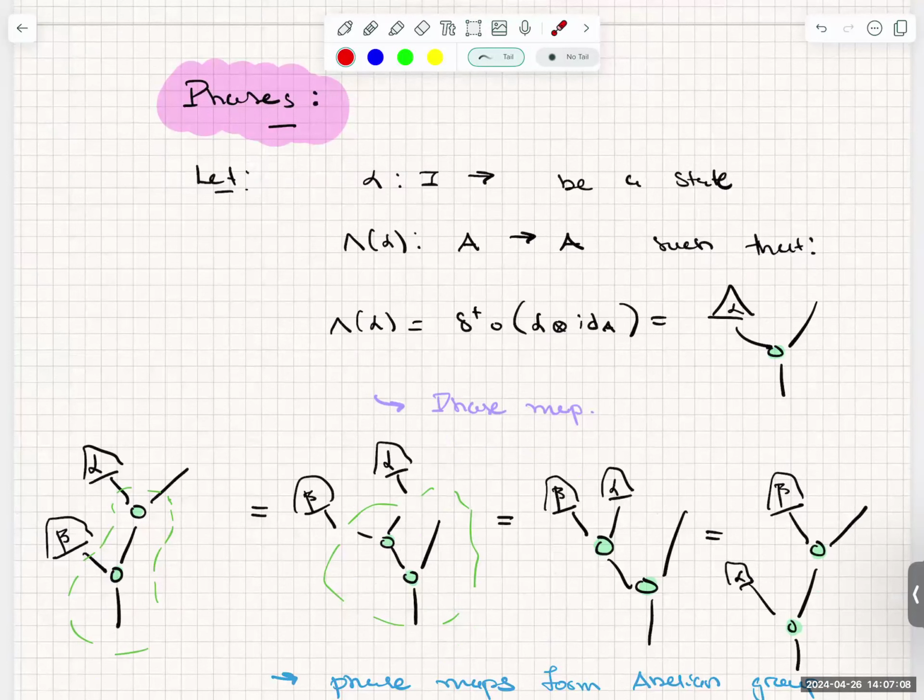So we have this preparation. Let alpha be some map from I to A, and let that be a state. Then we can define a phase map as a map from A to A, such that it has this structure here. We initiate alpha, so alpha is the map from I to A. This is a state. And then we employ the deleting operation, so this is the monoid part of it. What we get is this composition, which is called the phase map.